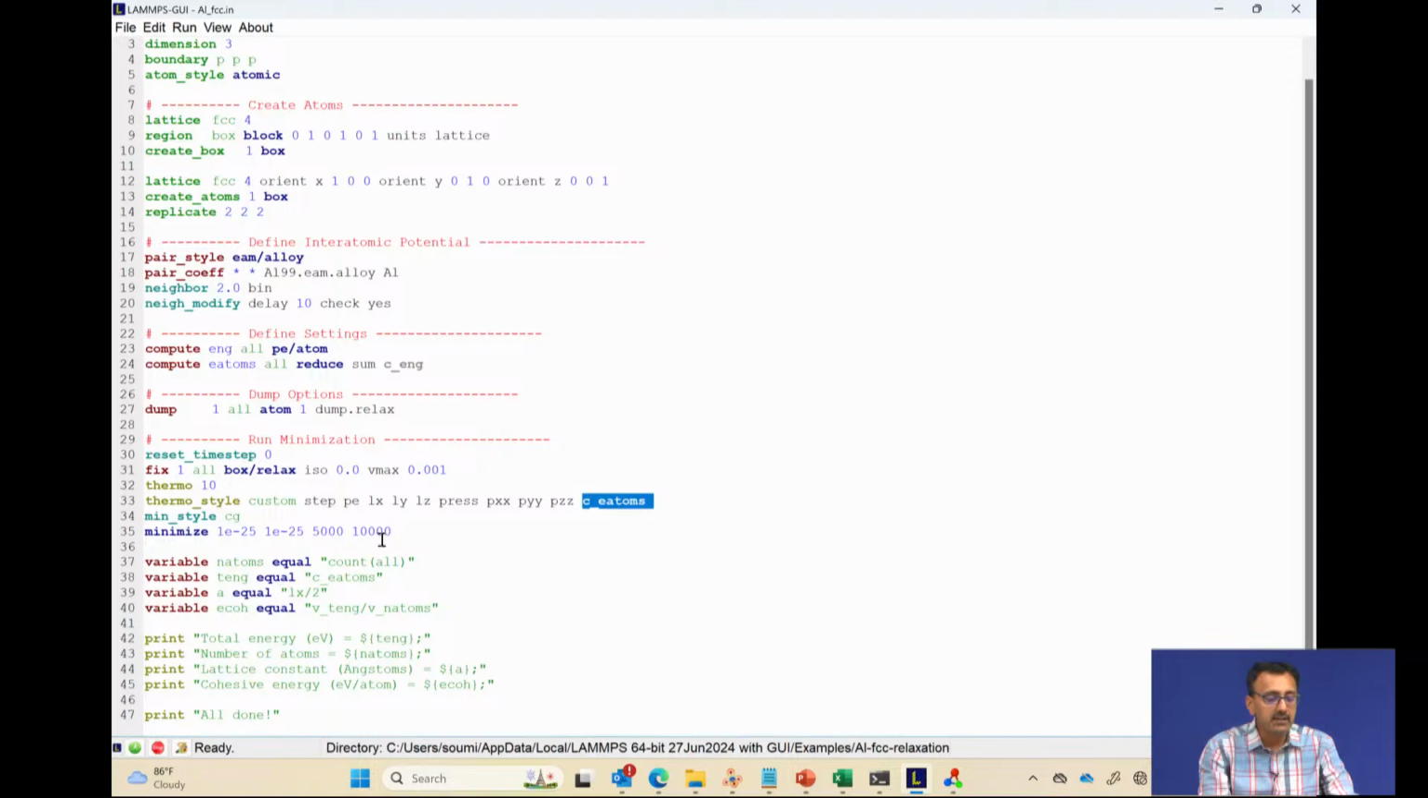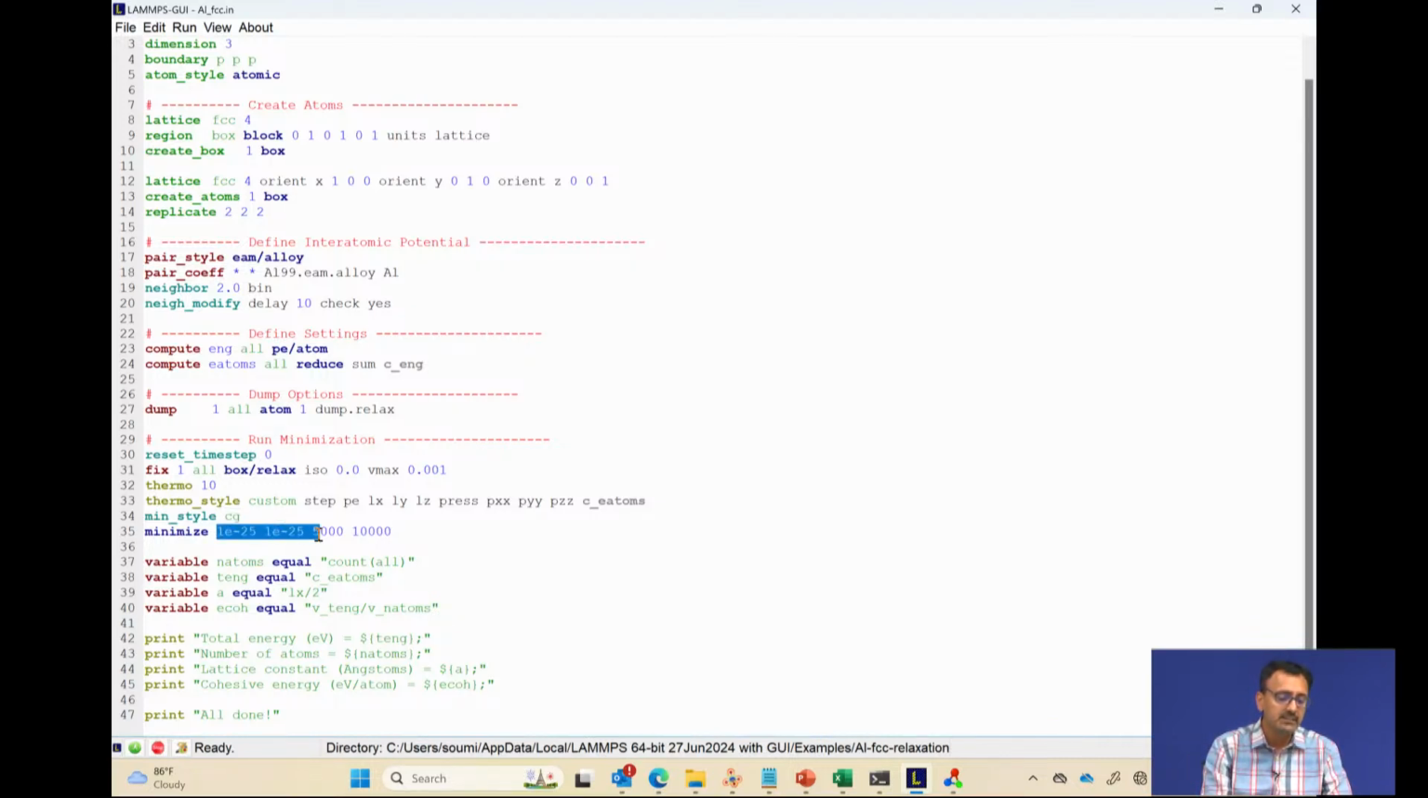The next step is actually the command line which initiates the simulation. It's called minimization style, min_style, and you call it cg. Like I said, there are two algorithms, conjugate gradient and steepest descent. In this case, we are running it with conjugate gradient.